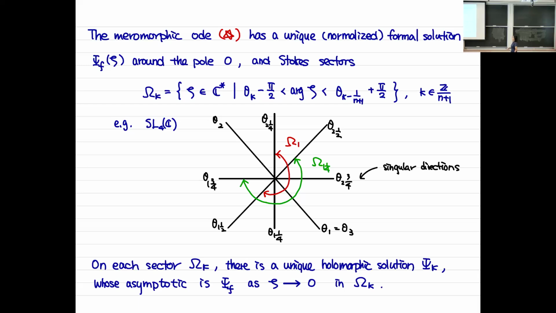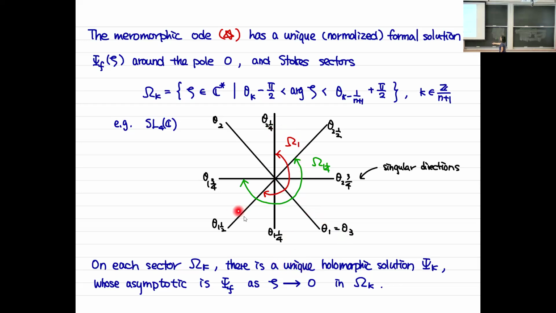Even though the formal solution does not converge on the whole region, C star, on the smaller ones, on the correct sectors, you will have unique solutions. Not too big, not too small. You will have unique solutions, and those are holomorphic solutions. And they have a relation to the formal solution, which is that as you approach 0, the asymptotic is the formal solution.